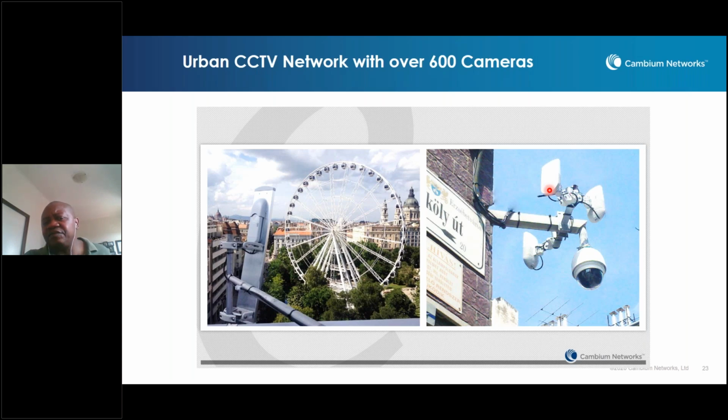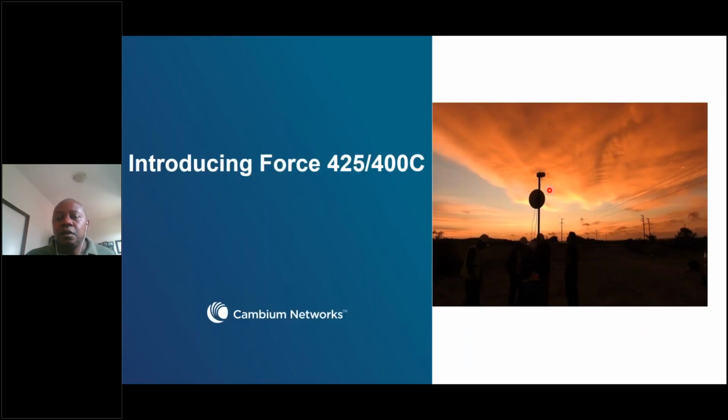Then of course CCTV. This is Budapest in Hungary. They use EPMP for a citywide CCTV network. In the city of Budapest, you can't walk 100 meters without seeing Force 180s, EPMP 1000. They're all over, and this is in the 5 gig that they're using. Working so well.